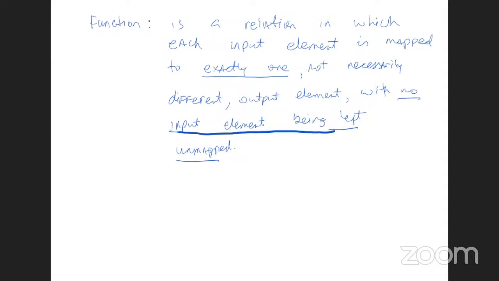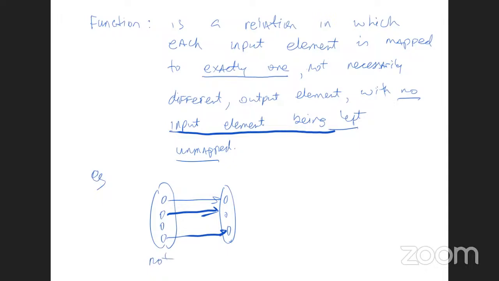So you can't have a mapping like this where one of the input values is left out. This example is not a function.